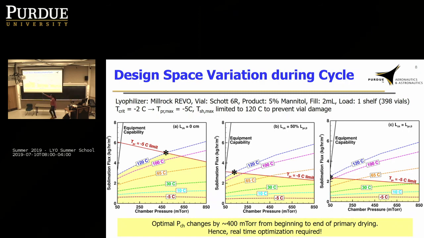So this is actually a good plot to look at. Anywhere in this yellow region is okay, but the most optimal point is the point where you have the highest sublimation flux.